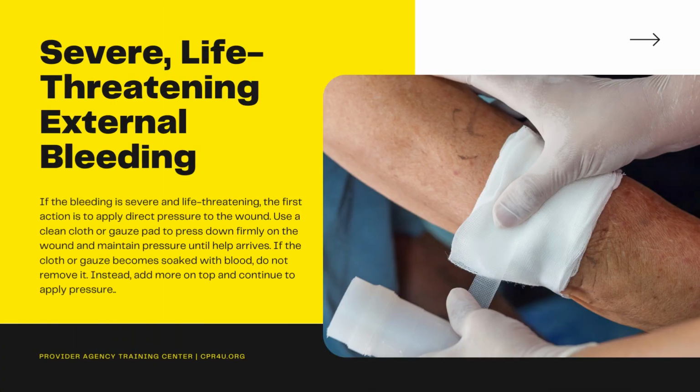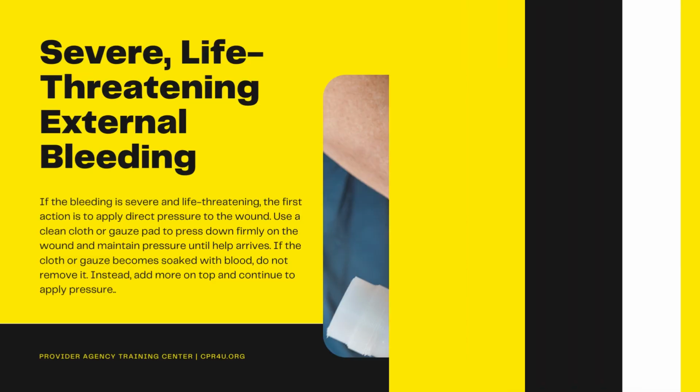If the bleeding is severe and life-threatening, the first action is to apply direct pressure to the wound. Use a clean cloth or gauze pad to press down firmly on the wound and maintain pressure until help arrives. If the cloth or gauze becomes soaked with blood, do not remove it. Instead, add more on top and continue to apply pressure.